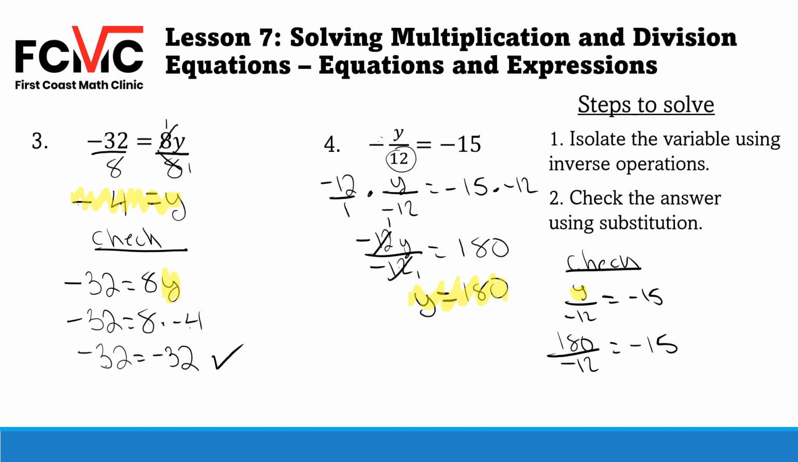180 divided by negative 12, we're dividing two numbers that are opposite signs. So the sign is always going to be negative when we divide two numbers that are opposite signs. 180 divided by 12 is 15, and we get negative 15 equals negative 15. Left and the right side are equal to each other, so our answer checks. And we've got our correct answer at 180, okay? So this was a video for lesson 7, solving multiplication and division equations.